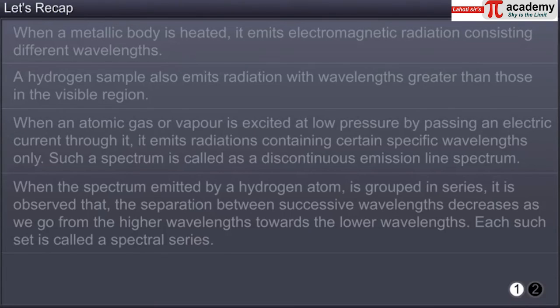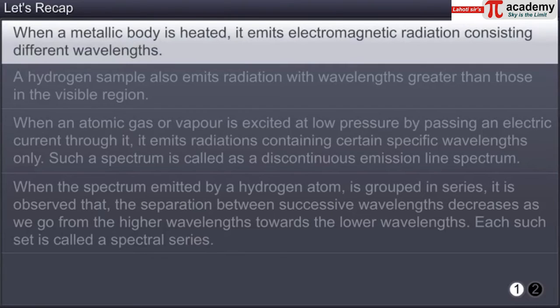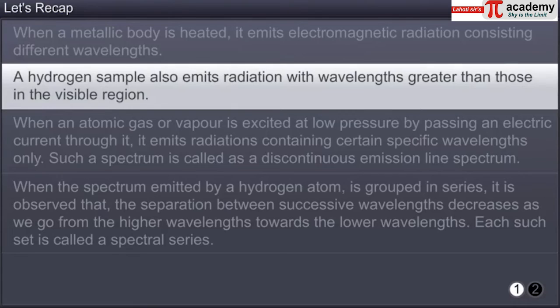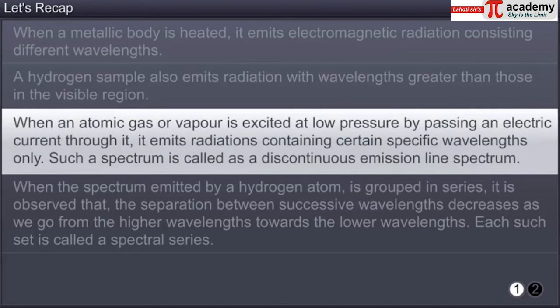You have now reached the end of this module. In this module, you have learned that when a metallic body is heated, it emits electromagnetic radiation consisting of different wavelengths. A hydrogen sample also emits radiation with wavelengths greater than those in the visible region. When an atomic gas or vapor is excited at low pressure by passing an electric current through it, it emits radiations containing certain specific wavelengths only.